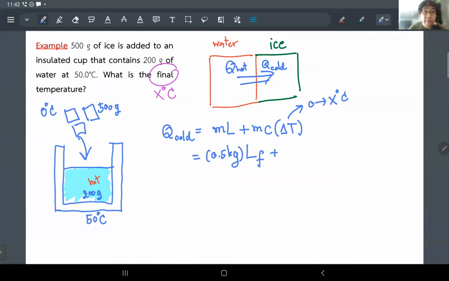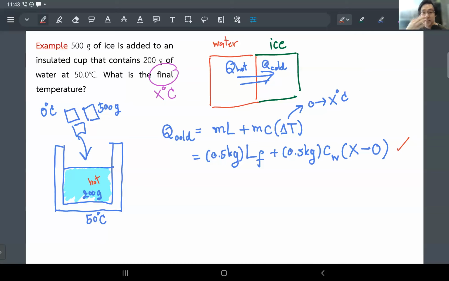once it's completely melted, the mass stays the same, so you now have 0.5 kilogram of liquid water. You multiply by the c of regular water, which you look up in the table again. And now your delta T should be the final temperature minus the initial temperature, so X minus 0. And that's it, it's done for the first half. Don't clap just yet.